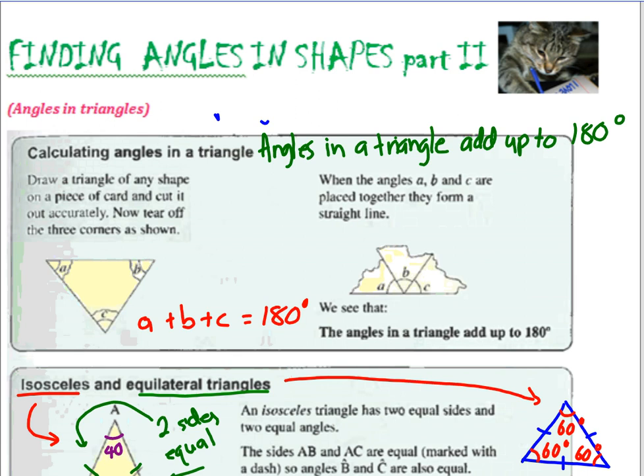Hello, and here's a video for finding angles in shapes part 2. In particular, we're finding angles in triangles.